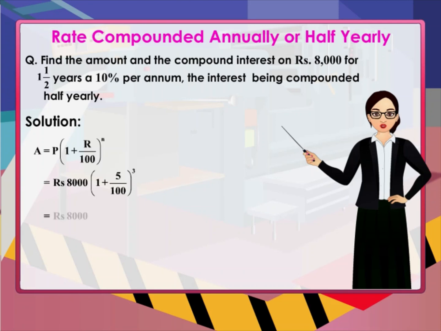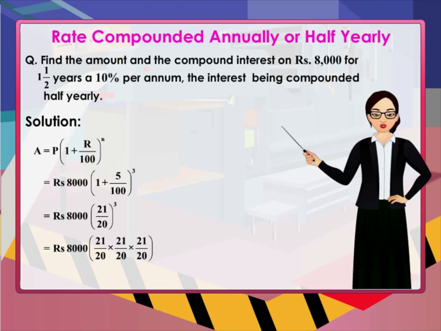Now cancel 5 20 times is 100. Then take the LCM. We get 21 by 20. So it becomes rupees 8,000 into 21 by 20, the whole power 3, is equal to rupees 8,000 by 20 into 1 by 20 into 1 by 20.